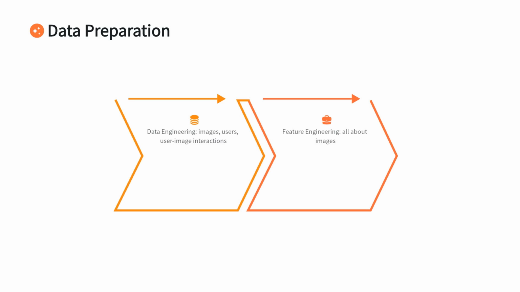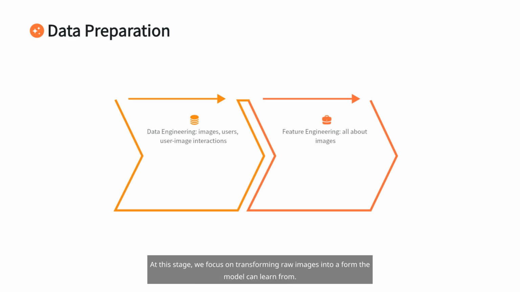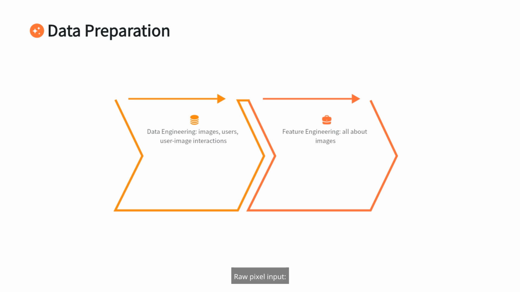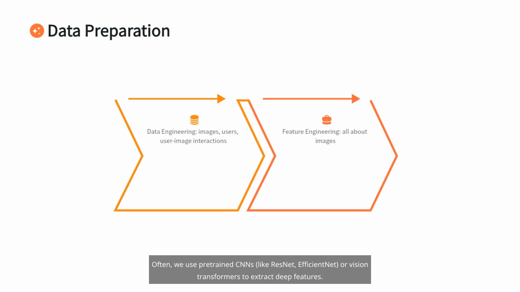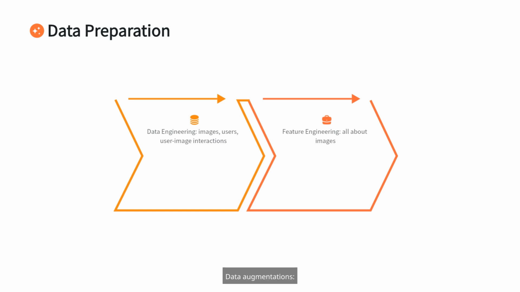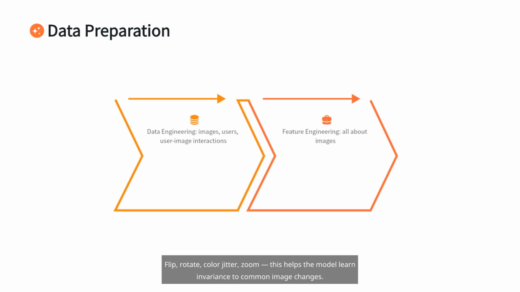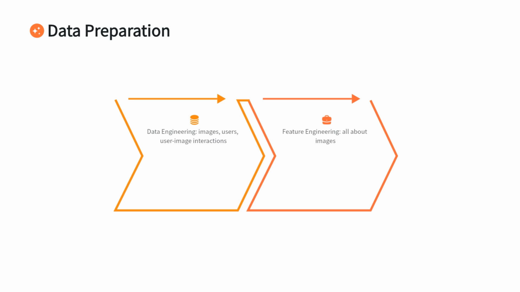2. Feature engineering, all about images. At this stage, we focus on transforming raw images into a form the model can learn from. Raw pixel input. Images are resized, normalized, and possibly cropped or padded. Often, we use pre-trained CNNs, like ResNet, EfficientNet, or Vision Transformers to extract deep features. Data augmentations. Flip, rotate, color jitter, zoom. This helps the model learn invariants to common image changes.